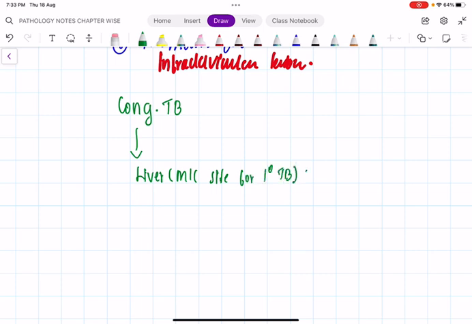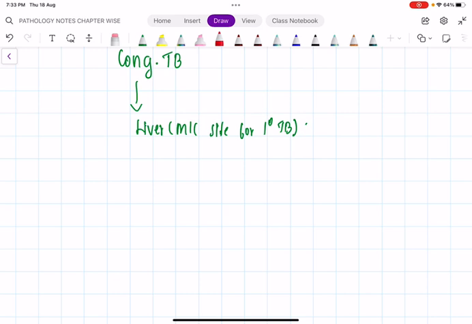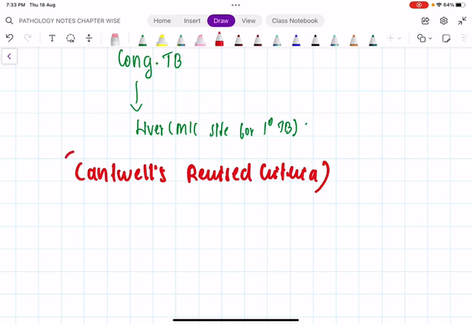And we have a criteria to diagnose this. This is called Cantwell's revised criteria, for diagnosis of congenital tuberculosis. Just remember this very important point. So I have discussed almost all the extra things, everything.